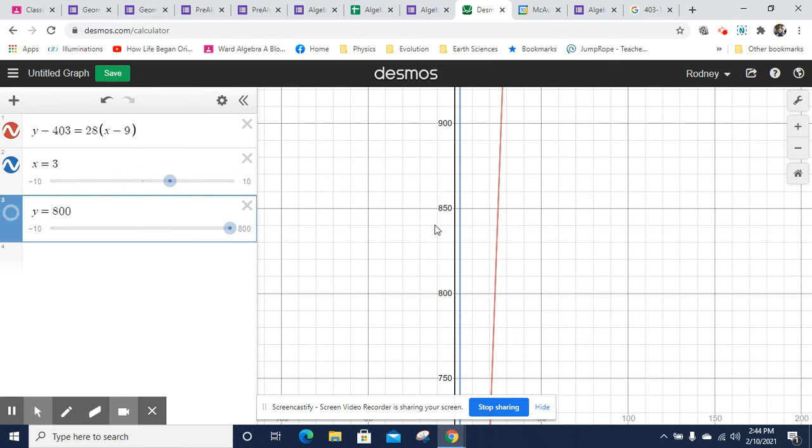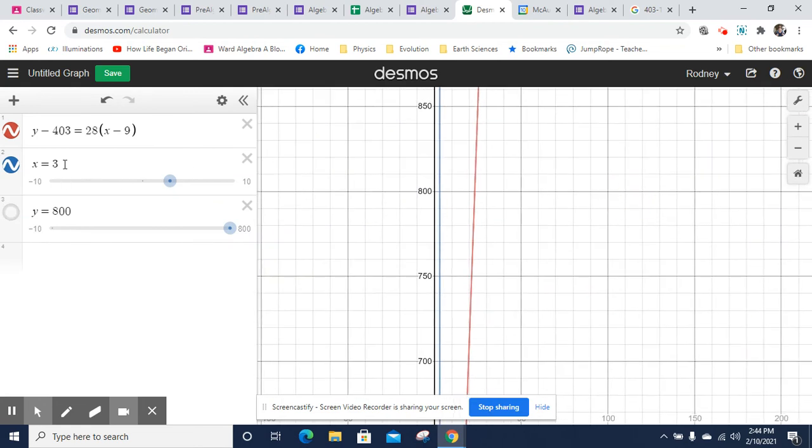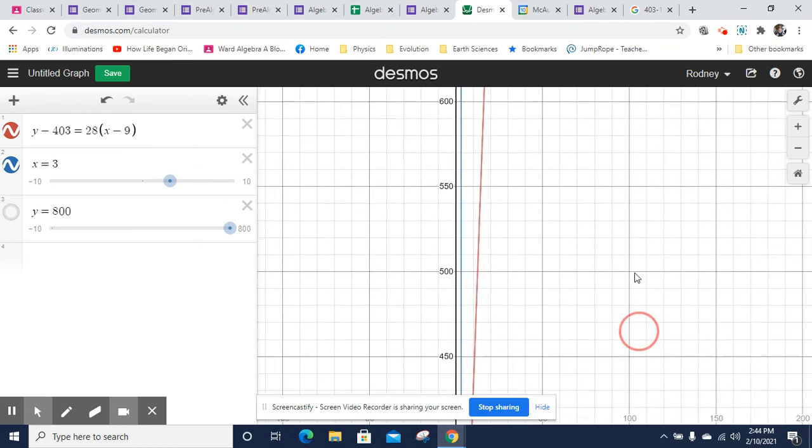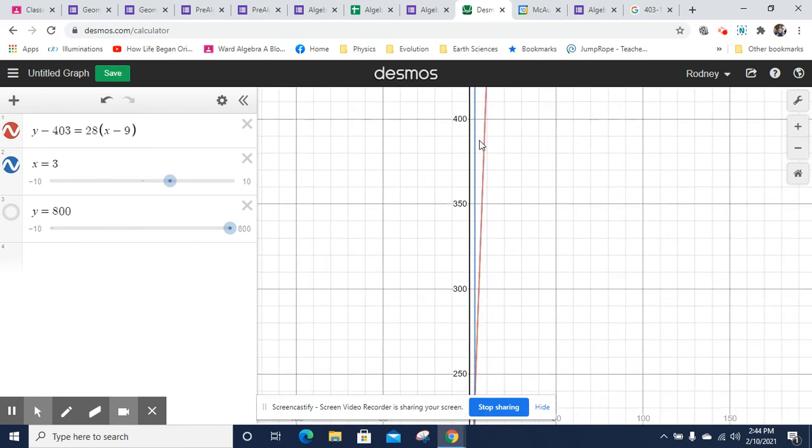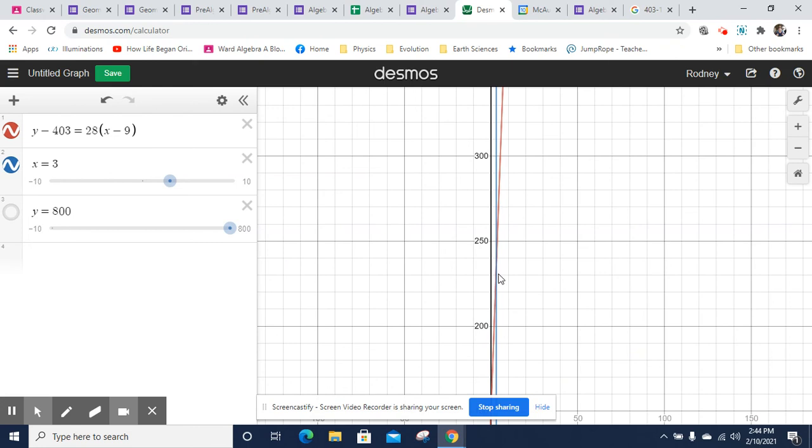So here I've got a Desmos graph. I've graphed the equation, and I created another one that's x equals 3. And if I move the graph down until I find where x equals 3, which is this vertical line, intersects with my equation model for this scenario, I find where it is, and I click close. There it is. This is the point 3, 235. So 3 years, 235 Swiss cheese holes.